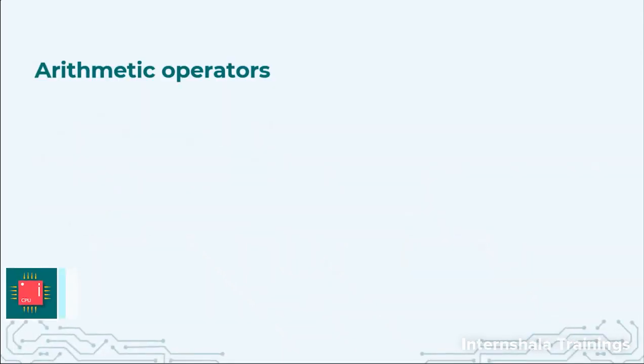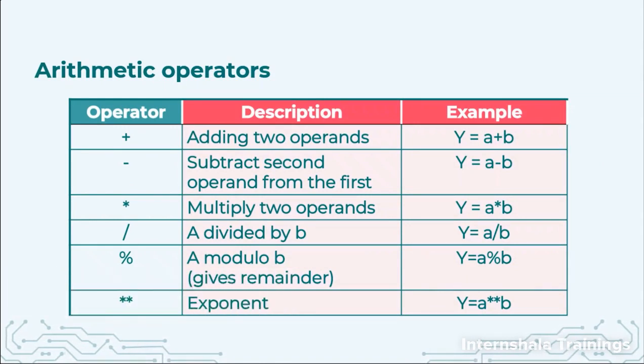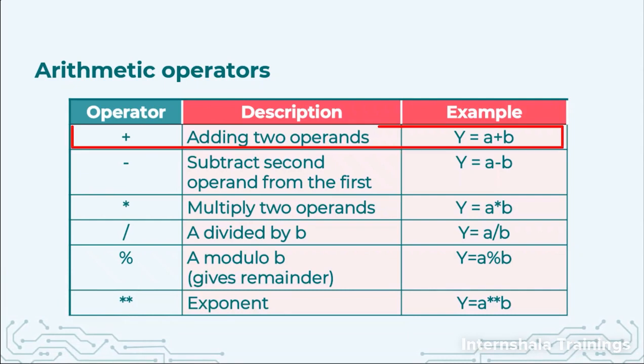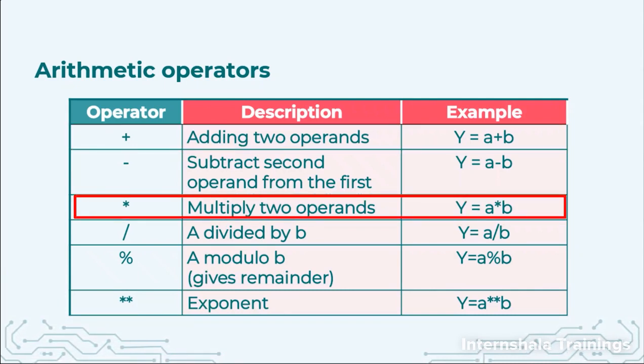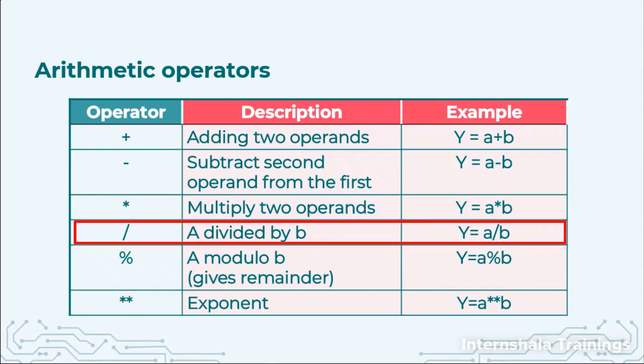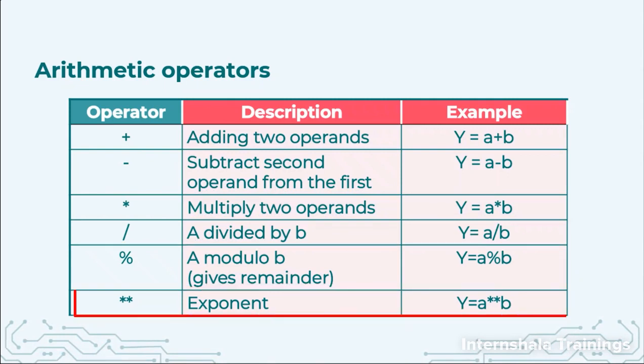First of all, we have arithmetic operators, where arithmetic or mathematical functions are performed between one, two, or multiple operands. The first one is plus, which is for addition, and we use it like y is equal to a plus b. Minus is for subtraction, asterisk is for multiplying, slash is for dividing, percentage sign is for calculating the modulo, and two asterisk signs are for exponents. And on the right side we are showing how to use them for the particular operation.